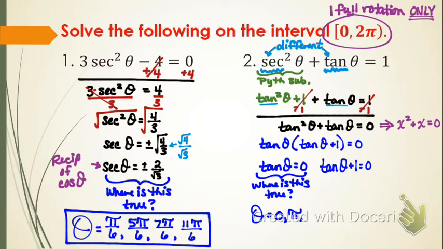All right, for tan theta plus 1, I'm going to subtract 1 from both sides. Where is tangent of theta equal to negative 1? 3 pi over 2. I thought that was sine. Where's tangent of theta negative 1? Where does tangent of theta reduce to either 1 or negative 1?